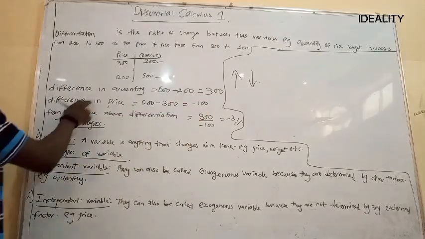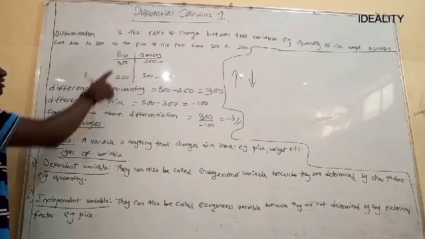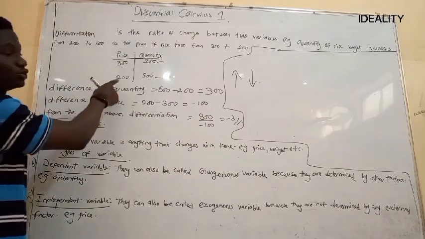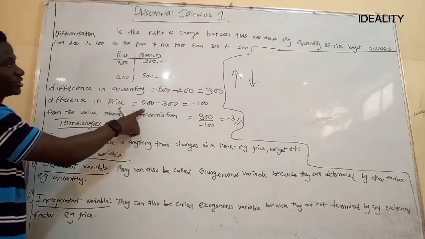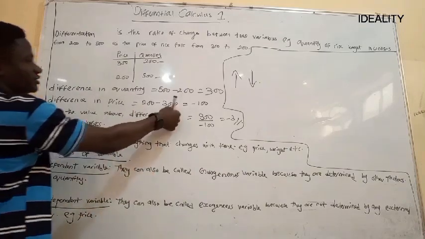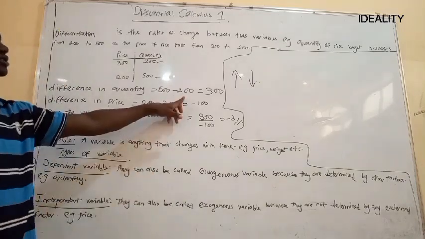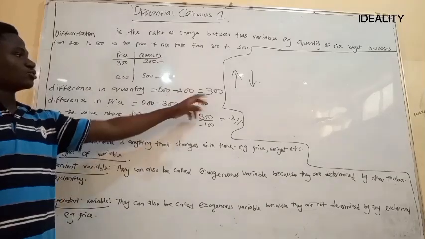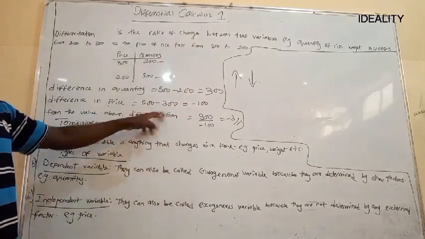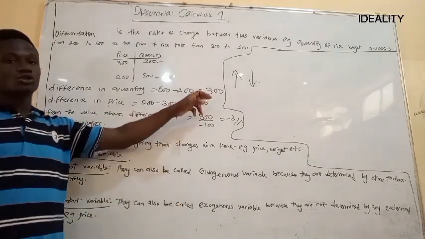Now, the difference in price also. What's the old price and the new price? The new price is 200. The old price is 300. So when we subtract, 500 minus 200, we have 300, and 200 minus 300, we have minus 100.